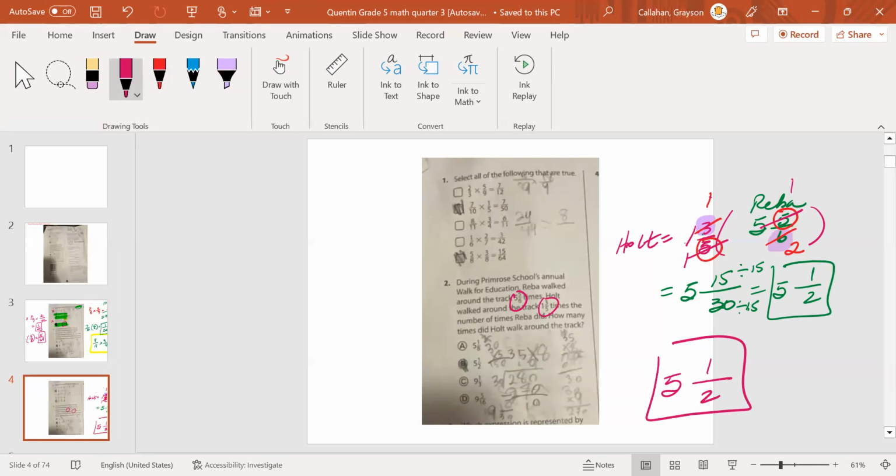Okay, so you did a good job with that one. But number 1, you got to be careful with because you messed up on that one. Okay, read number 3, please.